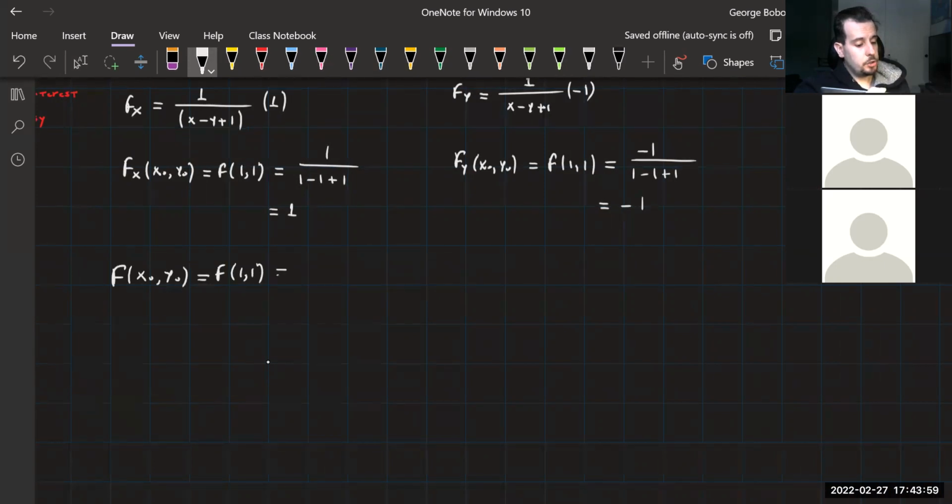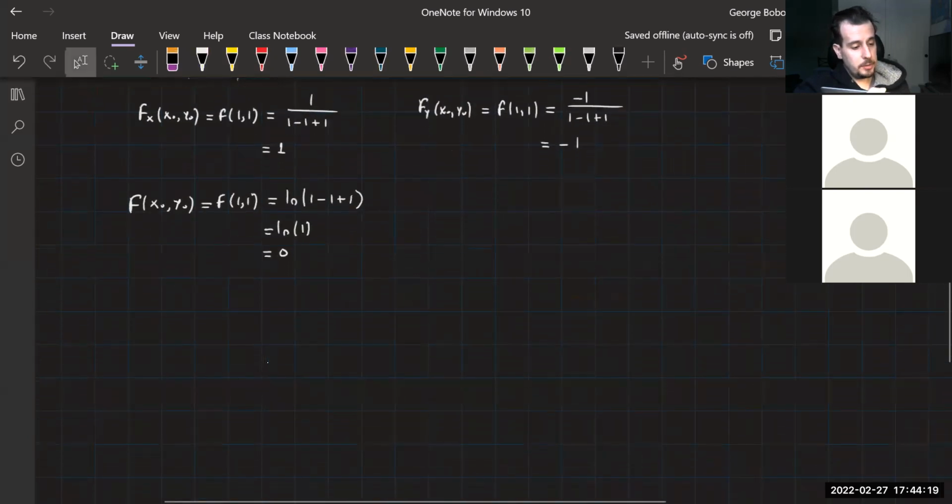Okay. The function was, again, ln(x − y + 1). So ln(1 − 1 + 1). We said that's going to give you ln of 0. Sorry, ln of 1. Yikes. And then this is just 0. Awesome. So you put it all together now.